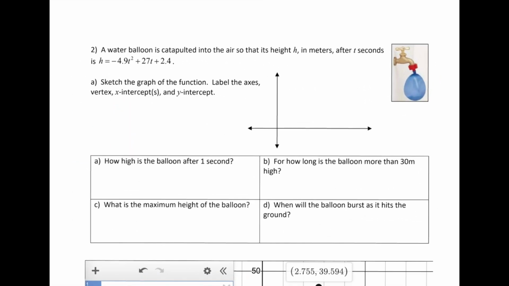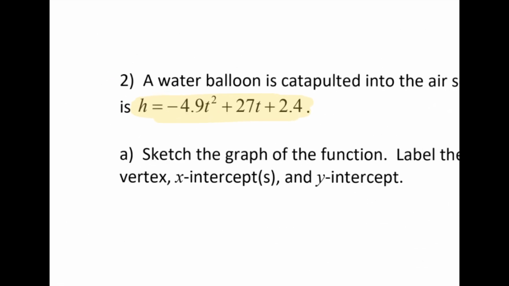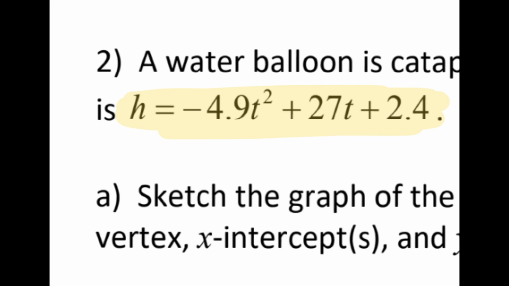In this next problem, number 2, you've got a situation where you're launching a water balloon into the air. And so the equation that represents the situation is given here as h equals negative 4.9 t squared plus 27t plus 2.4. And so what you want to look at in this equation is that your inputs are t's, and in Desmos you're going to type those as x's. Your output is h, and that's what you're thinking about as your y value or your y-axis.